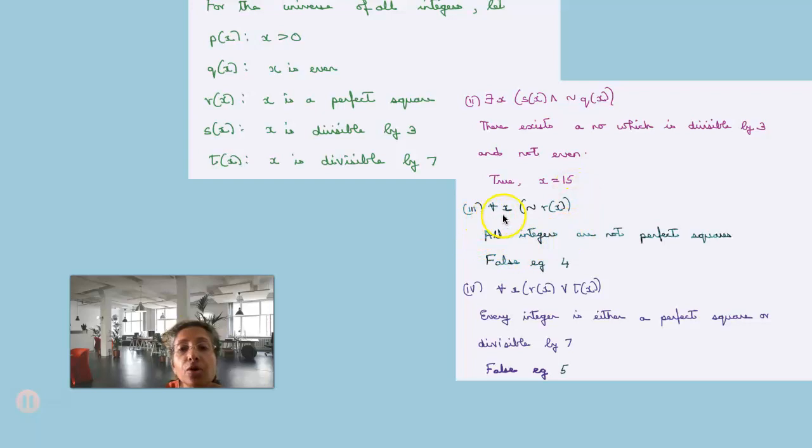Question third part, for all x negation of Rx. That means all integers are not perfect squares, which is false because 4 is a perfect square. The next one, for all x Rx disjunction Tx. That means every integer is either a perfect square or divisible by 7, which is false because 5 is not a perfect square and 5 is not divisible by 7.